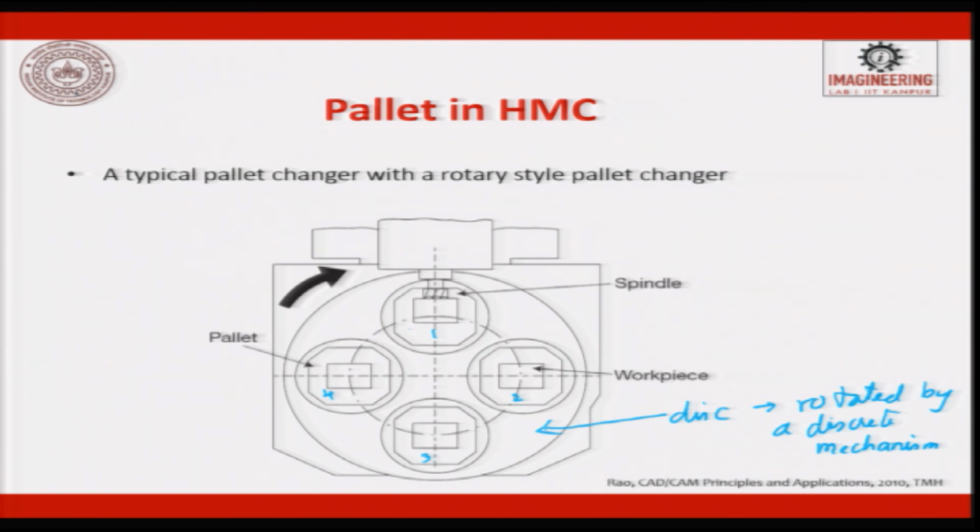Because if you use a gear, then it will be continuously moving. So, you will have a gear at the bottom, but this gear will be discretized at 4 points. So, it indexes and stops. By this what will happen is you can increase the productivity of the machine.